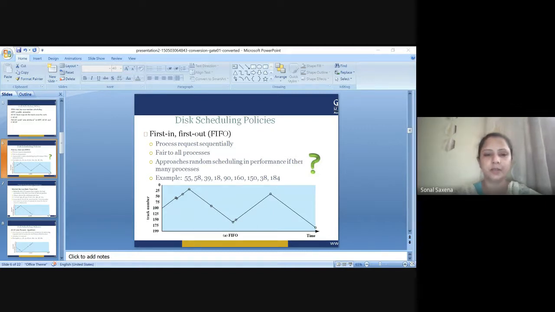Now in this case, the head movements will be 50 minus 45, 45 minus 21, 67 minus 21, 90 minus 67, 90 minus 4, plus 50 minus 4, plus 89 minus 50, plus 61 minus 52, plus 87 minus 61, plus 87 minus 25. Now, if you calculate all these, you'll get the number to be 376. So this is how the requests are processed in first in first out.